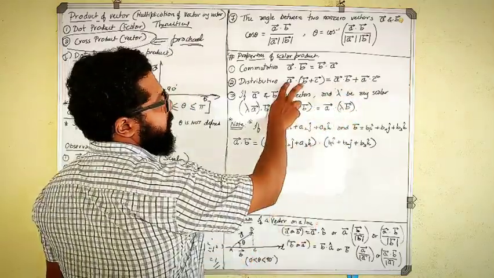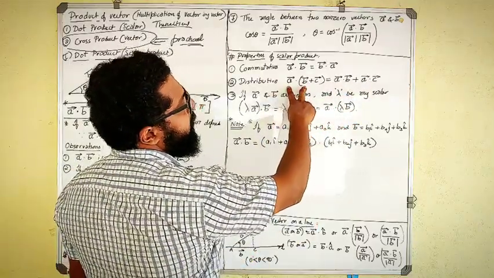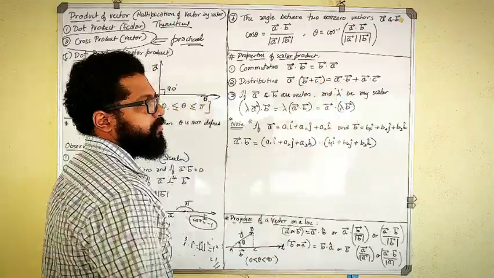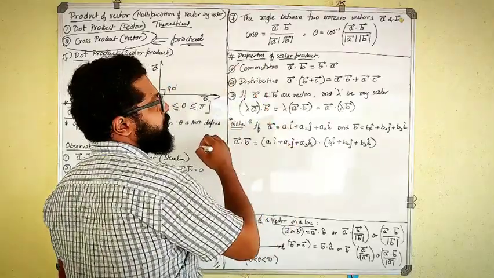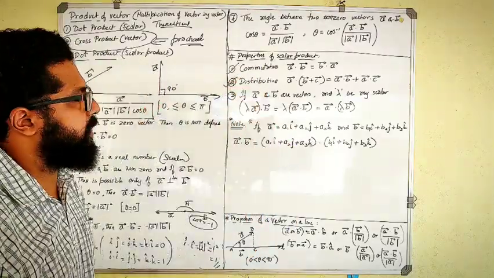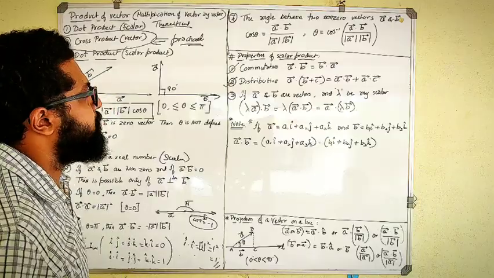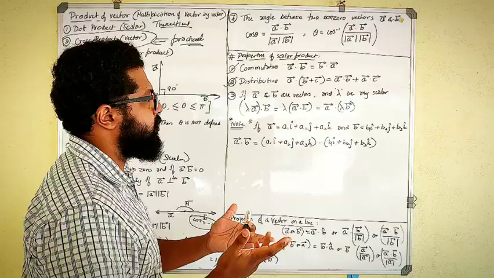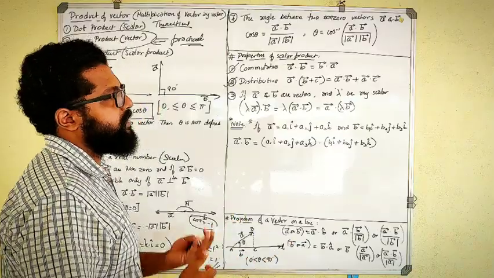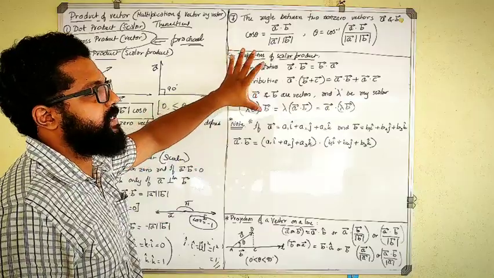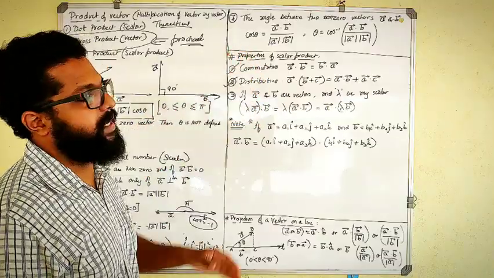This distribution is taking place. A is getting distributed to B as well as to C. So that is the distributive property. Which means commutative property holds good for scalar product, distributive property also holds good for scalar product. Associative property we are not discussing. I don't know how much good it holds. Maybe in some cases it holds good and in some cases it does not. So that's why we are not going to put it as a property in scalar product.